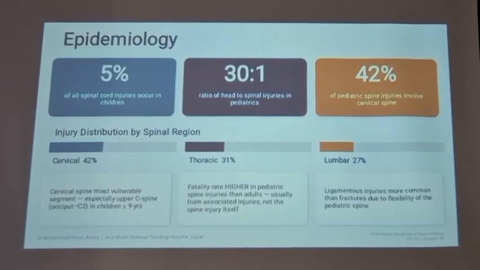The cervical spine is more vulnerable, especially the upper three cervical segments, particularly C1 and C2, in children less than or equal to 9 years. The fatality rate is much higher in pediatric spine injuries as compared to adult injuries. Ligamentous injury is more common than fractures due to the flexibility of the pediatric spine.